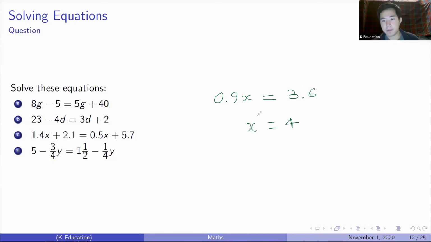If that's a bit too much, then you can multiply both sides by 10 if you want, right? Just to get rid of decimal places. So that'll give you 9x is equal to 36. So it's clear now that x is equal to 4. Right.